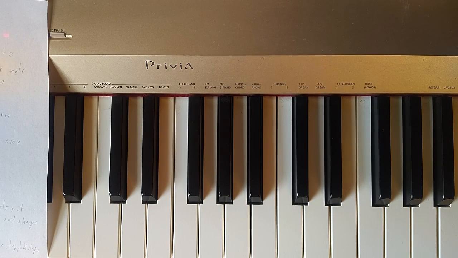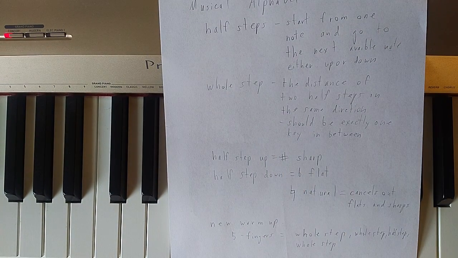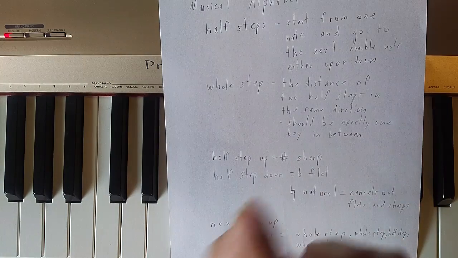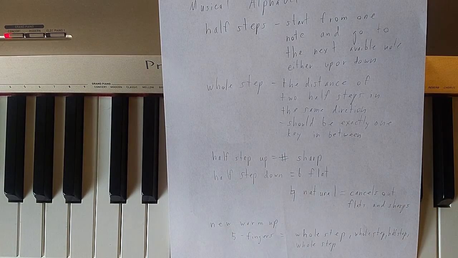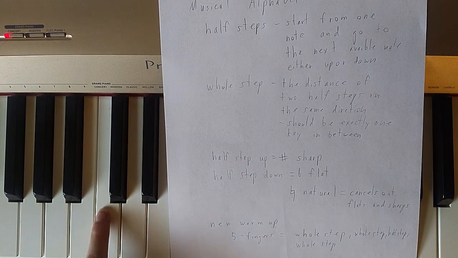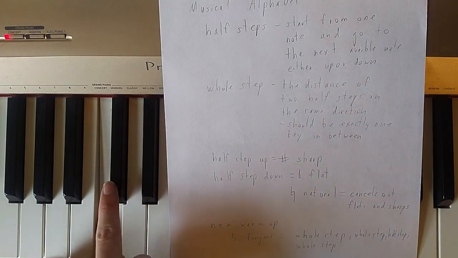Half steps are often notated with these things we call sharps and flats. If you put a sharp in front of any given note, that means to go up a half step, right? So if I had a C and I put a sharp in front of it, that means I need to raise that C natural up one half step. So that means I would go to C and raise it up one half step.